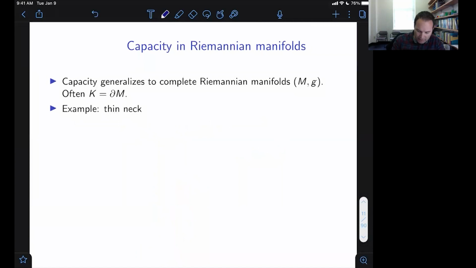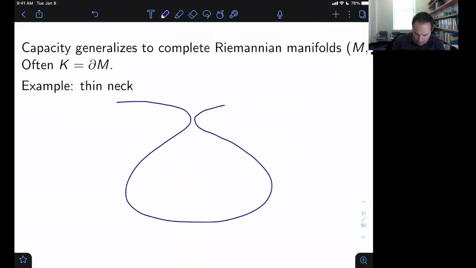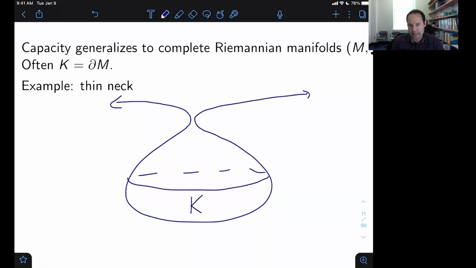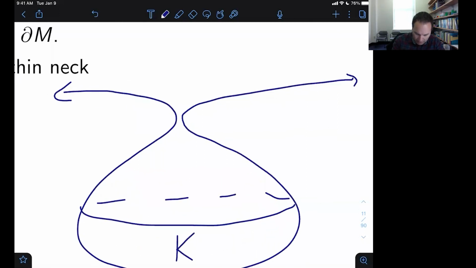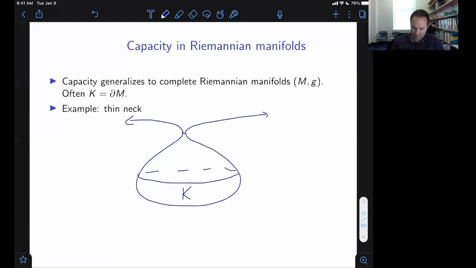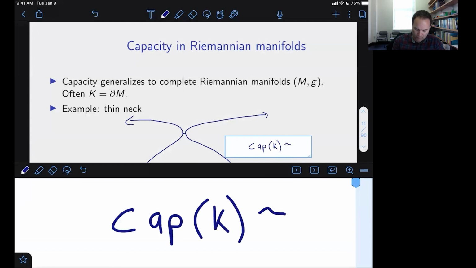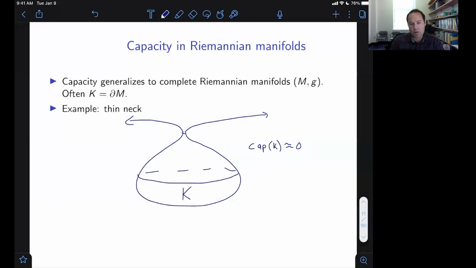Another example, if you don't have a long neck, but if you have a thin neck. So if you have some set, let's just make some set K. It could be any set inside this bubble here. If you have some thin neck here, and say the space opens up to something like Euclidean space at infinity, then the capacity of this will be very small. You just make your test function do its transition between 1 and 0 when you're close to that small neck.